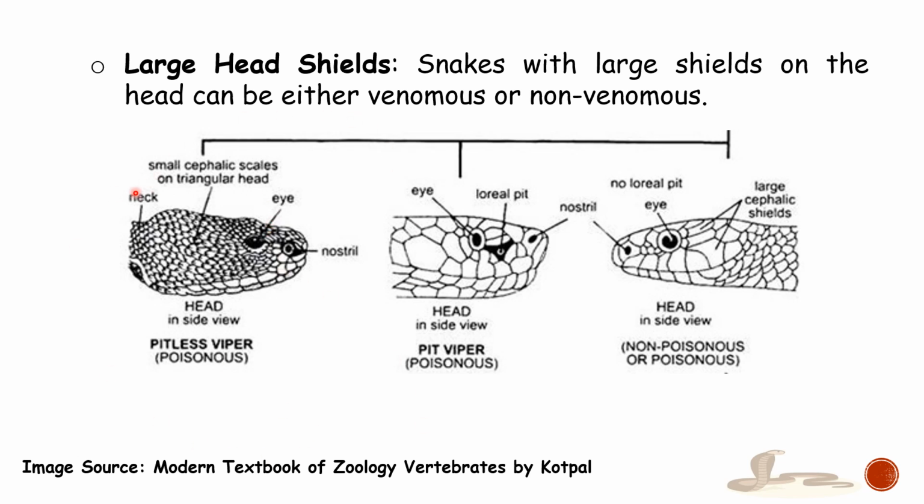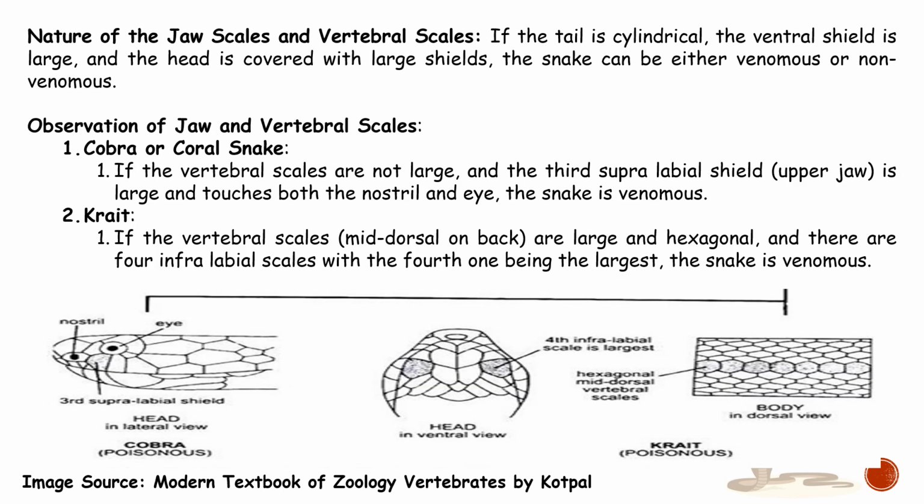If the pit is absent, but the head is completely covered by very tiny scales like this, and the head is triangular, that is one more clear-cut demarcation. These two conditions indicate completely poisonous, very harmful snakes. On the other hand, if you encounter large head shields, like in this picture, this snake might be venomous or non-venomous, which needs further examination in the next character.